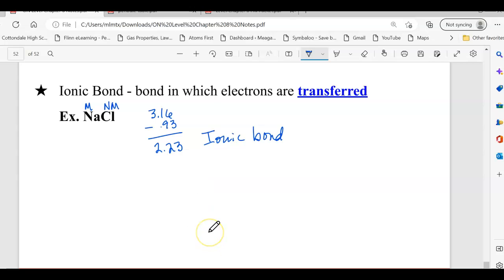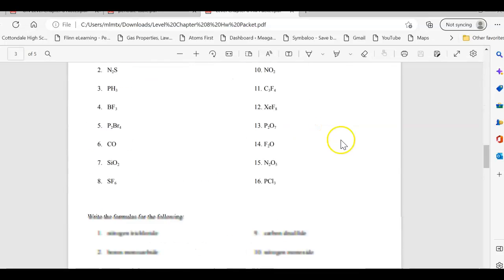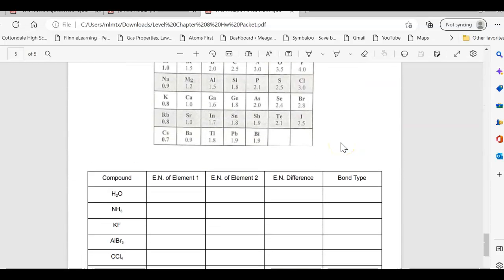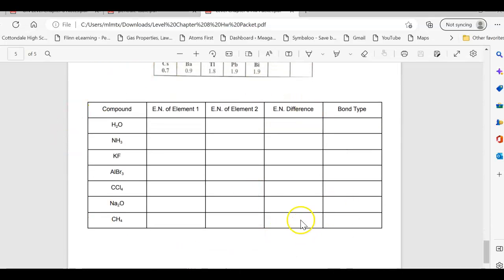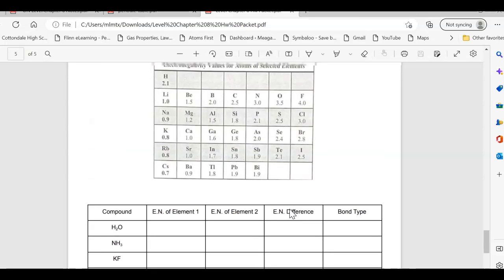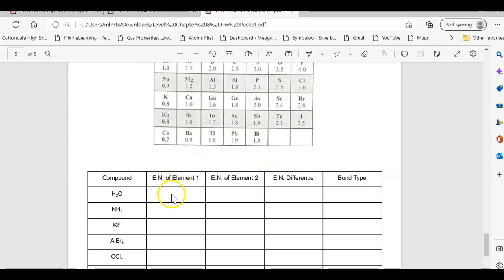Okay, so here's what you're going to do. There is a bonding practice worksheet that you are going to complete and turn in today. Then when you are done with that, you are going to work on your homework packet. Specifically, you can go now to homework number 4. It's a really easy assignment. You have your electronegativity chart here, and we are just going to write down the electronegativity of one element and then the other, then subtract and find the difference.